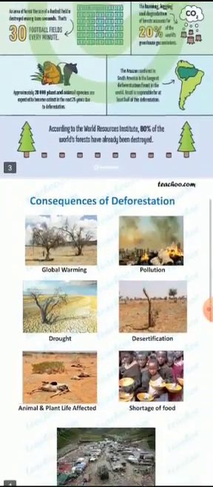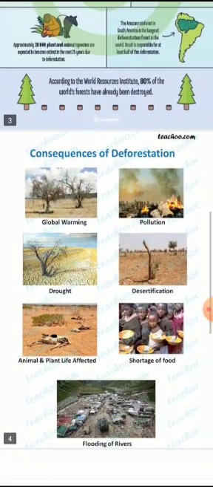We came to know the definition of deforestation and what the consequences of deforestation are. How does this deforestation affect our environment? We'll learn in this class. The first and foremost consequence of deforestation is global warming. And what do you mean by global warming? Globe means the earth, isn't it? An increase in the temperature of the earth. Because of the increase in the temperature of the earth, there will be global warming.